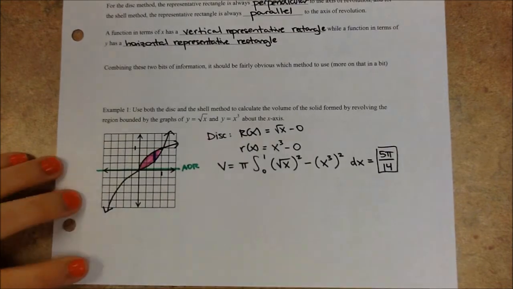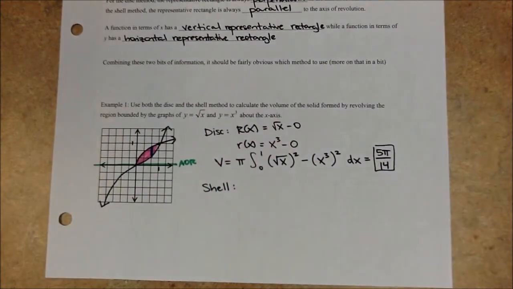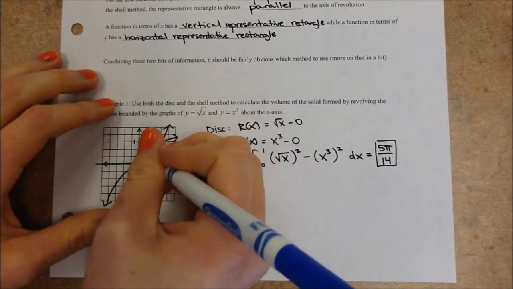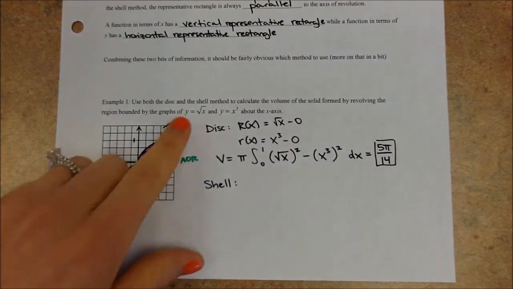So now let's switch gears and do the shell method. So same function, same axis, we're just going to switch and do a different method. If we choose to do that, with the shell method, our rectangle has to be perpendicular. So we're going to switch to doing a horizontal rectangle, which means everything's going to be in terms of y. All right, so we're going to rearrange our equations. So I'm just going to write right here.